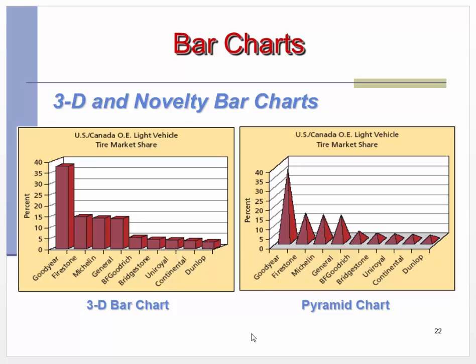You can also do 3D or novelty bar charts, like this one here. This is a 3D bar chart. Remember, this is the same market share data for different tires, and the third dimension going into the screen is meaningless. We just make it look nice and fancy. So it's kind of a novelty chart. Or you can put them as a pyramid, to show the same data, same thing.